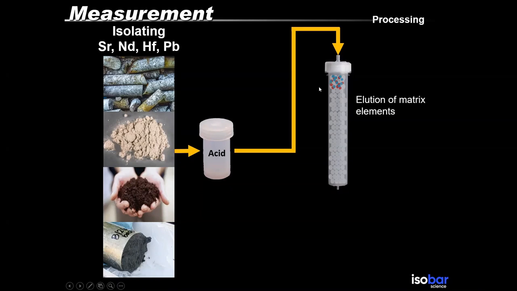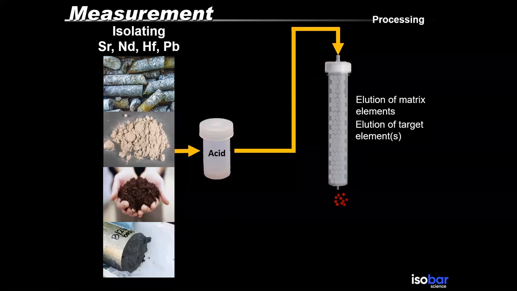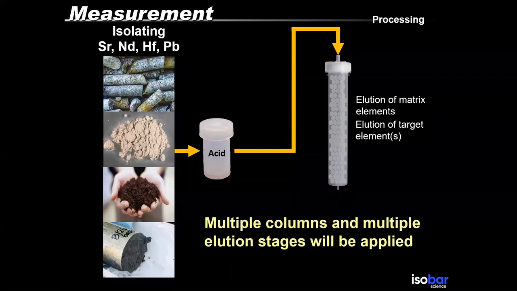So first, what we do, we elute the matrix elements, the elements that we don't want. And second, we isolate the element which we do want, elution of the target elements. And this is how we isolate our elements. But obviously, when you're dealing with different elements, you have to use multiple columns, multiple elution systematics.